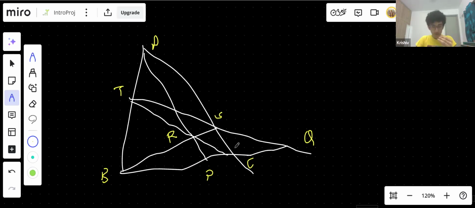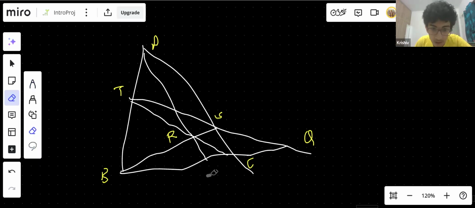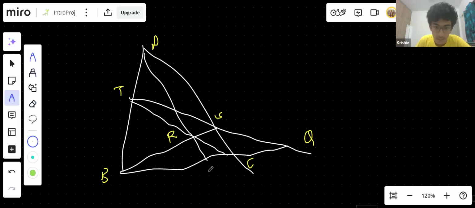And now, can you spot a harmonic bundle? Any four collinear points that are harmonic, I'll call them a harmonic bundle from now on, instead of calling them a harmonic thing, which is very vague. So yeah, I'll call them a harmonic bundle. Can you spot a harmonic bundle in this diagram?